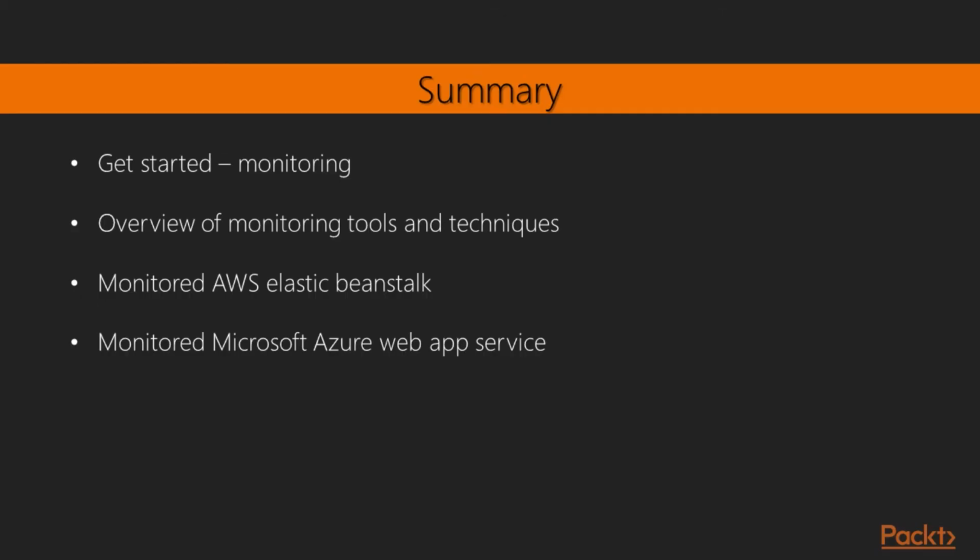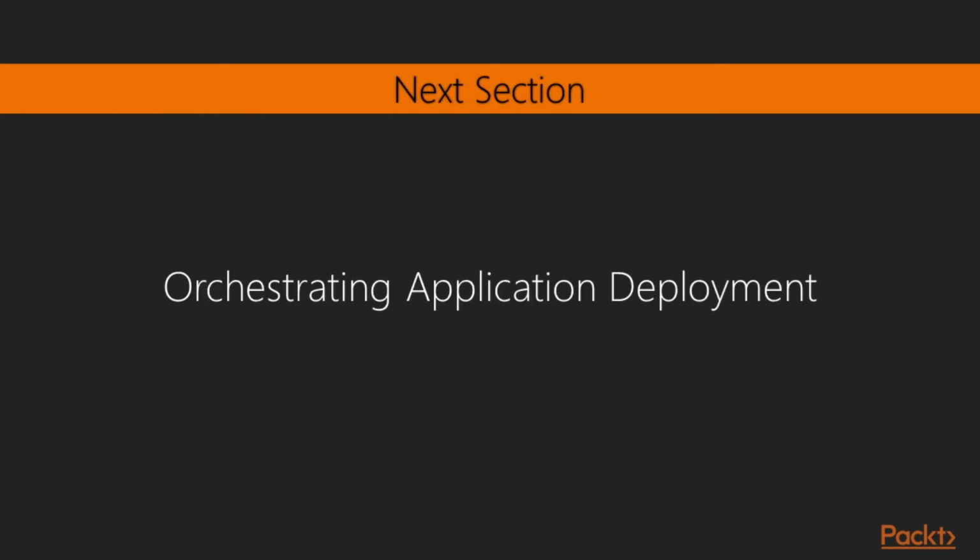In this video, we have learnt about Azure Web Apps application monitoring and Java Web Application monitoring with New Relic, and learnt to deploy Pets Clinic. In this section, we have seen a quick overview of instance monitoring with Nagios, basic monitoring with AWS Elastic Beanstalk, Azure Web Apps monitoring, Java Web Application monitoring with New Relic, and deploying a Pets Clinic application. In the next section, we will be learning about orchestrating application deployment.